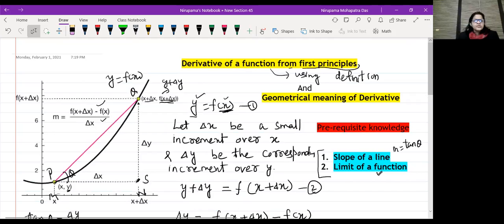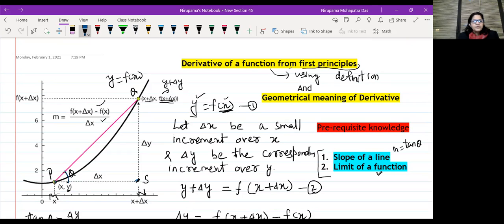Okay, so another way of looking at the thing: if I write here theta, tan theta equals delta y by delta x, as I told you. So here you see as delta x approaches 0. Now delta x approaches 0 means what will happen?